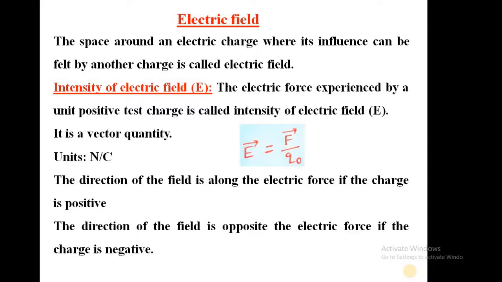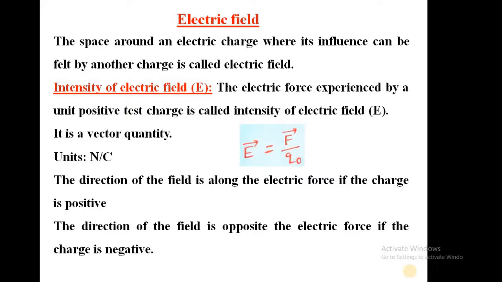But what is the magnitude of the electric field acting on that particle? That is also called intensity of electric field. The electric force experienced by a unit positive test charge is called intensity of electric field E. Intensity of electric field E equals F bar by Q naught, where F equals the electrostatic force between the charge and the positive test charge. It is a vector quantity.